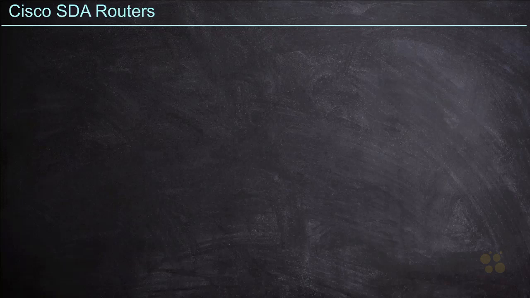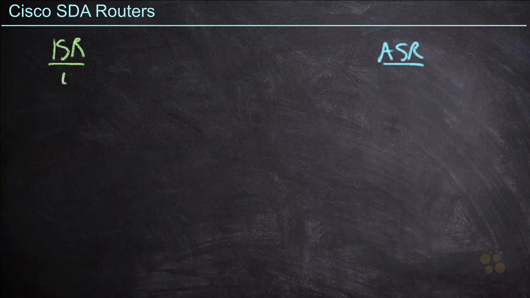In this video, we're going to explore all of the different routing platforms that Cisco makes available to us for SDA fabrics. We have two main platforms we want to talk about here: the Integrated Services Routers, or ISRs, and the Aggregation Services Routers, or ASRs. Let's start with the ISRs. Specifically from an SDA perspective, we're going to support the 4300 line and the 4400 line of ISRs.